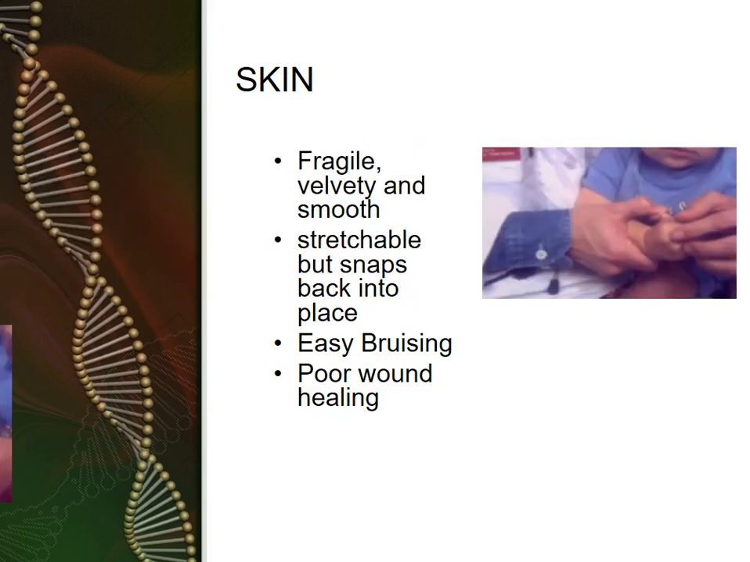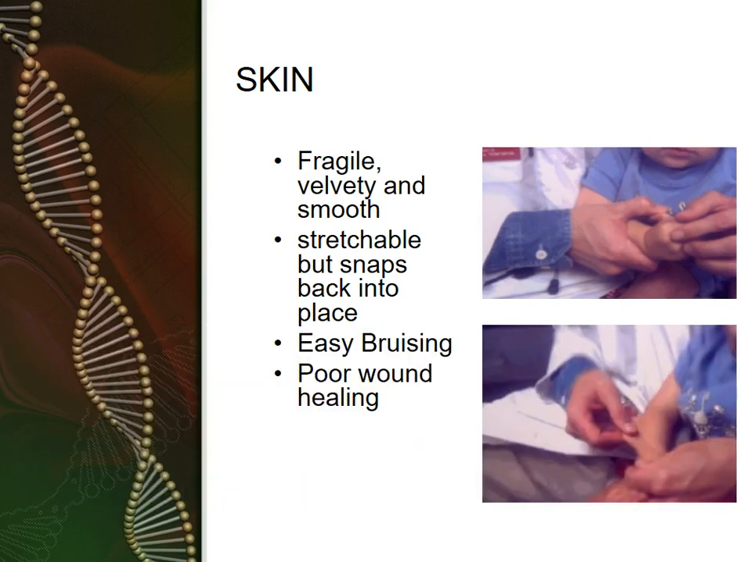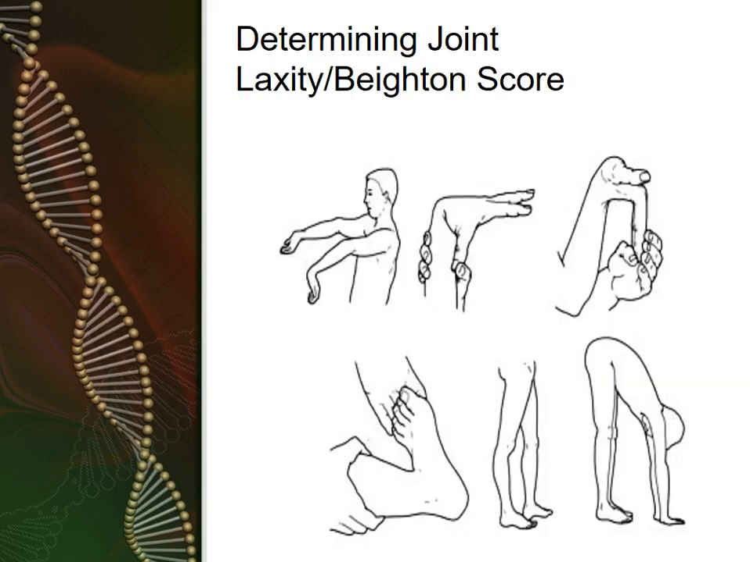It's very stretchy. It almost feels like you're kneading dough. Easy bruising and poor wound healing. Often these children, when they're little, need to wear chin cups and things over their head because every time they fall, their skin breaks open. And then when it's repaired, it doesn't hold together. In fact, when they're suturing it, they usually have to do it in 2 layers.